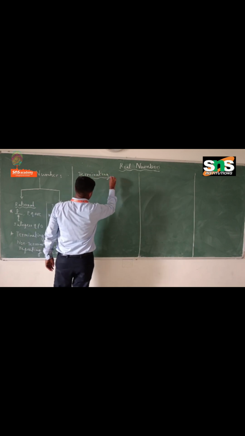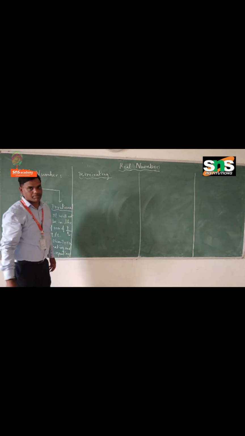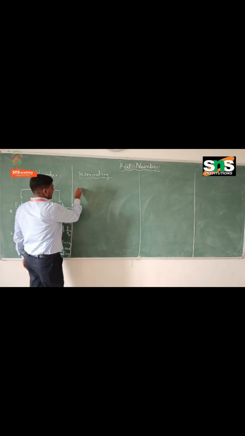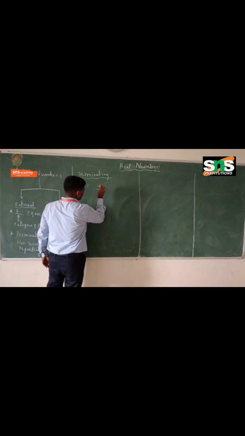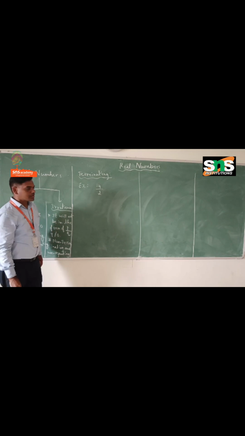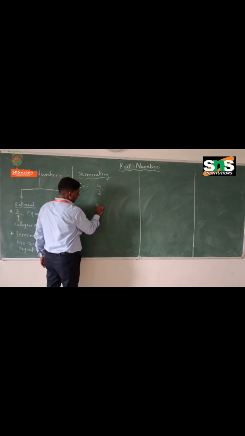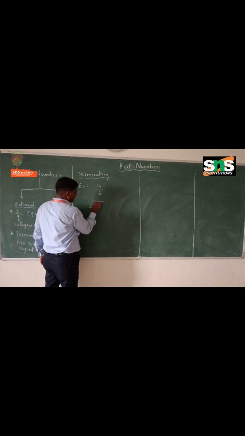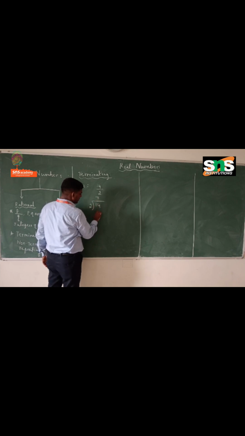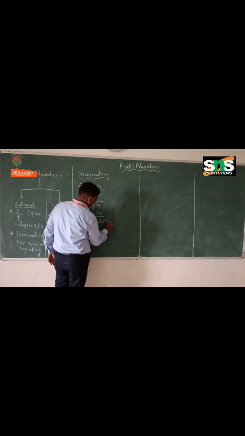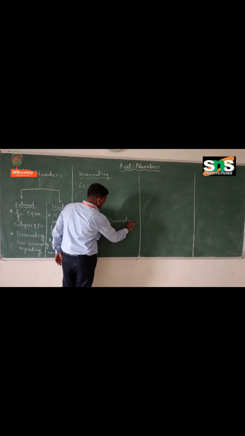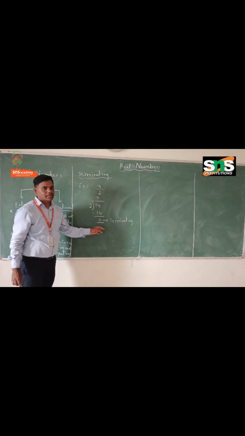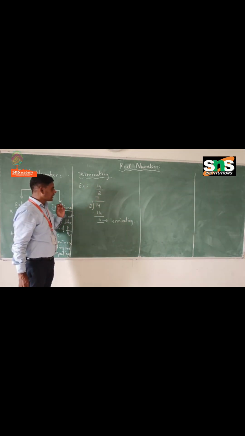What does terminating mean? If you divide a number by another number, for example 14 divided by 2, we know that 7 times it will come, 2 sevens are 14, so the remainder will be 0. When you are getting 0 as the remainder, then we can say it is terminating. So this will come under rational number.